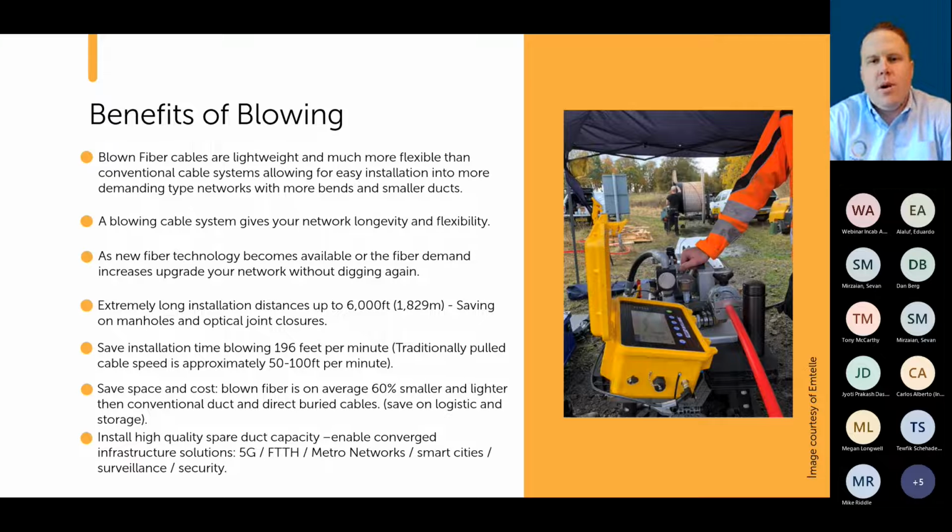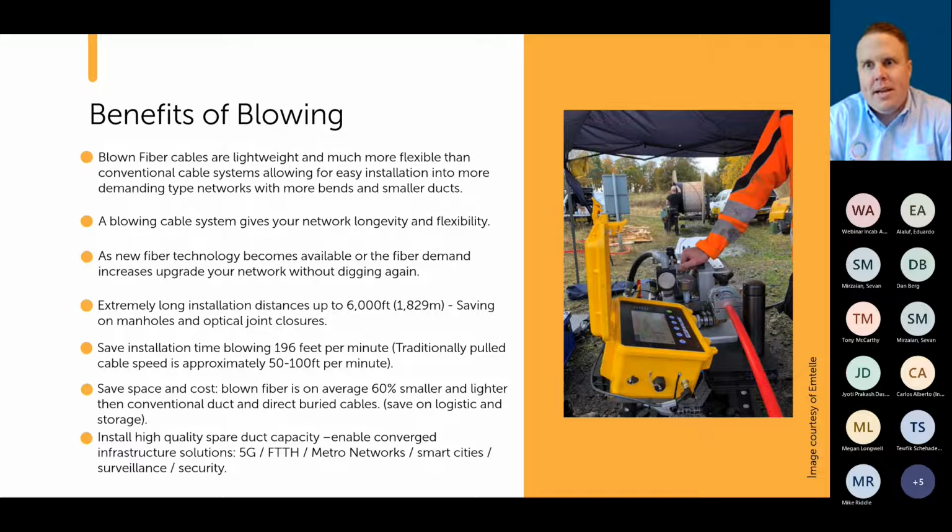So again, overall, what are the benefits of going this route? We talked about the cables being lightweight. They're a lot more flexible. You're going to get away with a much smaller bend radius out of this than a traditional cable. So it makes it a whole lot easier to fit this cable and fit this duct into areas that maybe do have some limitations in terms of what you can put in the ground.